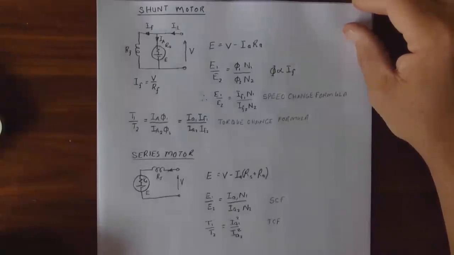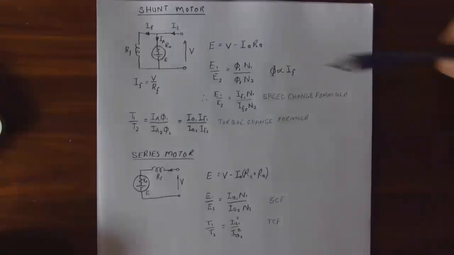T1 over T2 is equal to IA1 flux 1 divided by IA2 flux 2. This is equal to IA1 I field 1 over IA2 I field 2. This is known as the torque change formula.